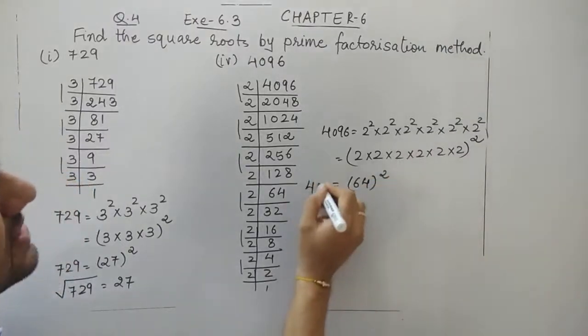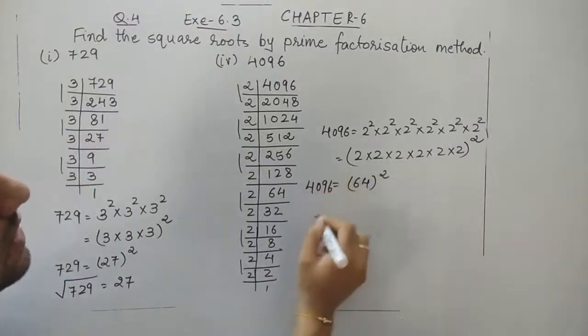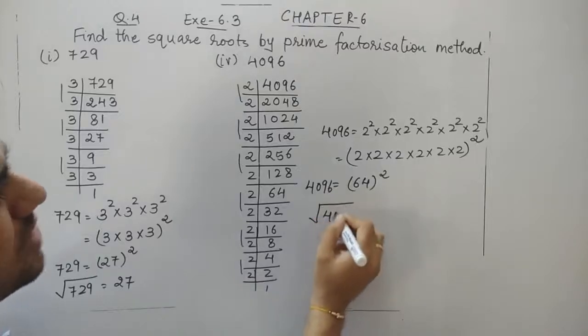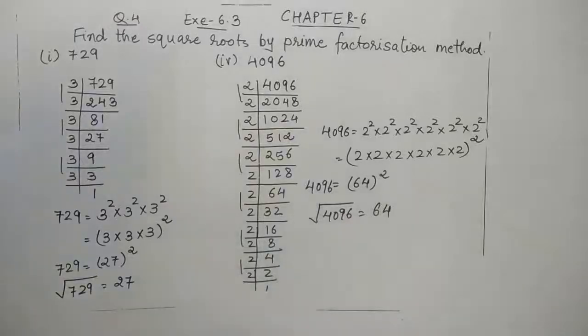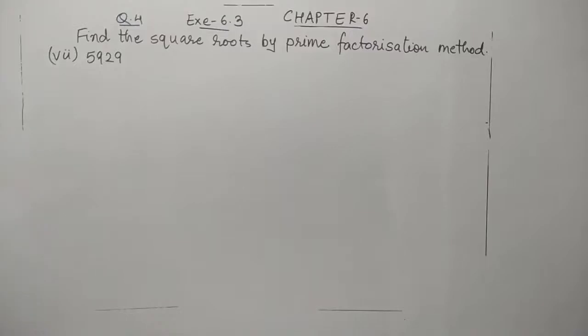So 4096 is the square of 64. So when we do the square root of 4096, we can write it as 64. So thus students, we can find out the square root of the given number in this way by the method of prime factorization. Let's see a few more sums.